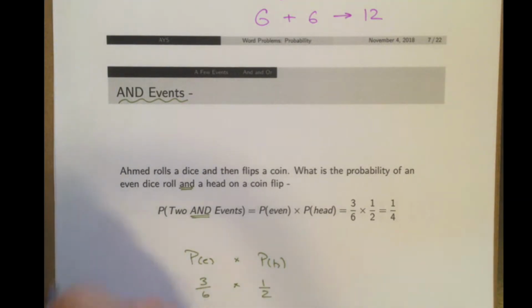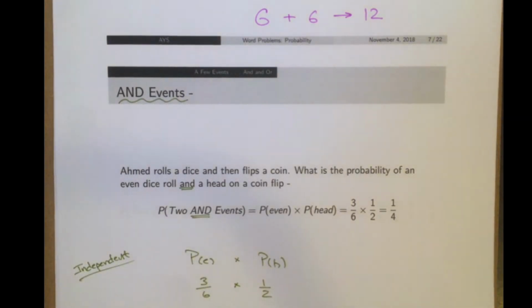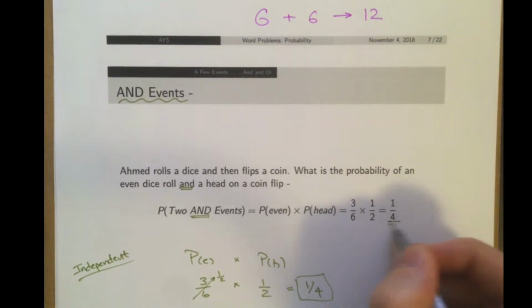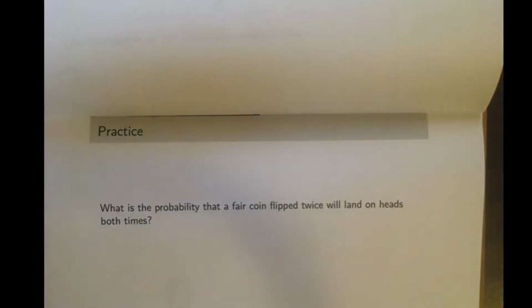Notice these events are independent. My coin flip and my dice roll don't affect each other. 3 over 6 is the same thing as 1/2. So 1/2 times 1/2, 1 over 4. Not too bad, right? Okay, go ahead and take a second. Try to solve this one.